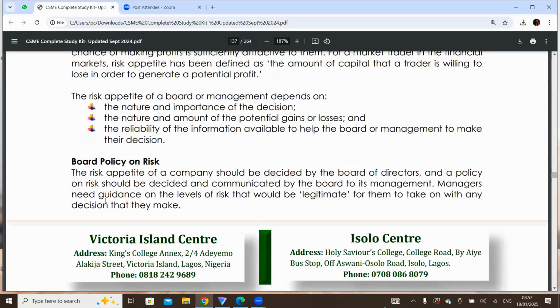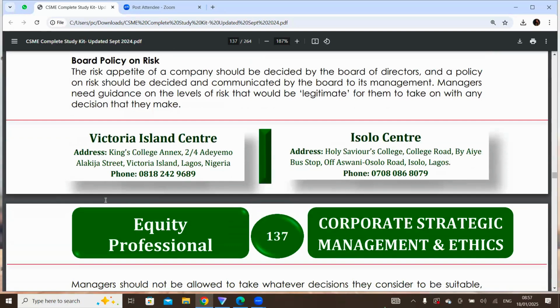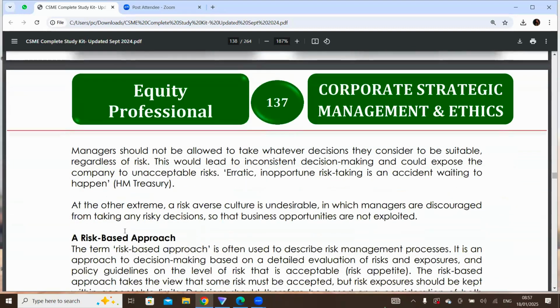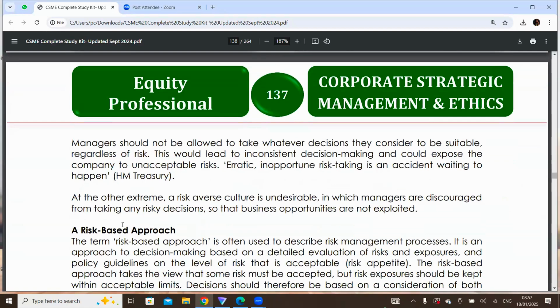Okay, so moving on, we have board policy on risk. What is the board policy on risk? The risk appetite of a company is decided by the board of directors. If you are doing audits, we have something we call the control environment. Control environment is the extent to which management takes control, and that is how the company will take control. Typically, you cannot take risks more than the appetite that your board of directors has. So they are supposed to have a policy to communicate to the board or managers that this is the extent of risks we're able to take, and managers too are supposed to be aware that this is the level of risk that is suitable for our company to take.